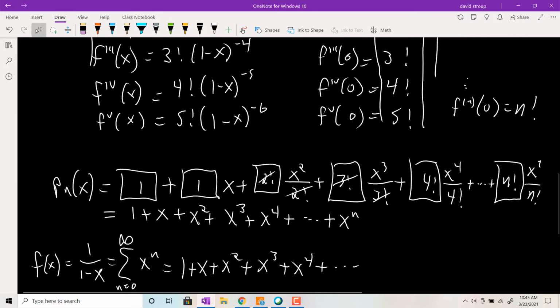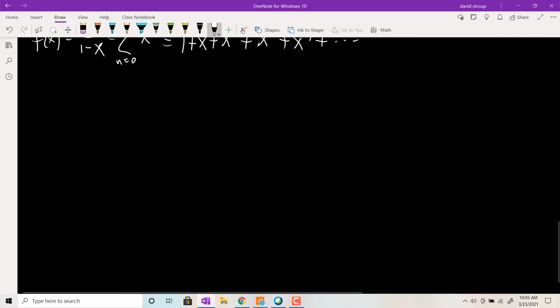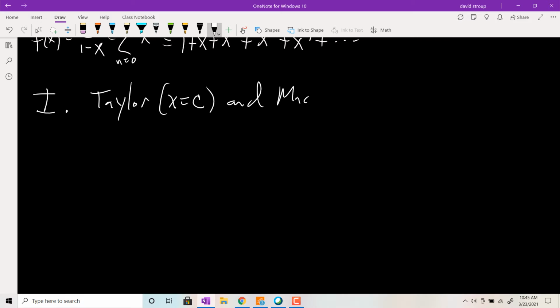Anyways, without further ado, let's go ahead and introduce the power series representations. These are called Taylor series when centered at some value other than 0, so basically x equals some c value. And then Maclaurin series is the case where it's centered exactly at 0, so that's the case when c equals 0.